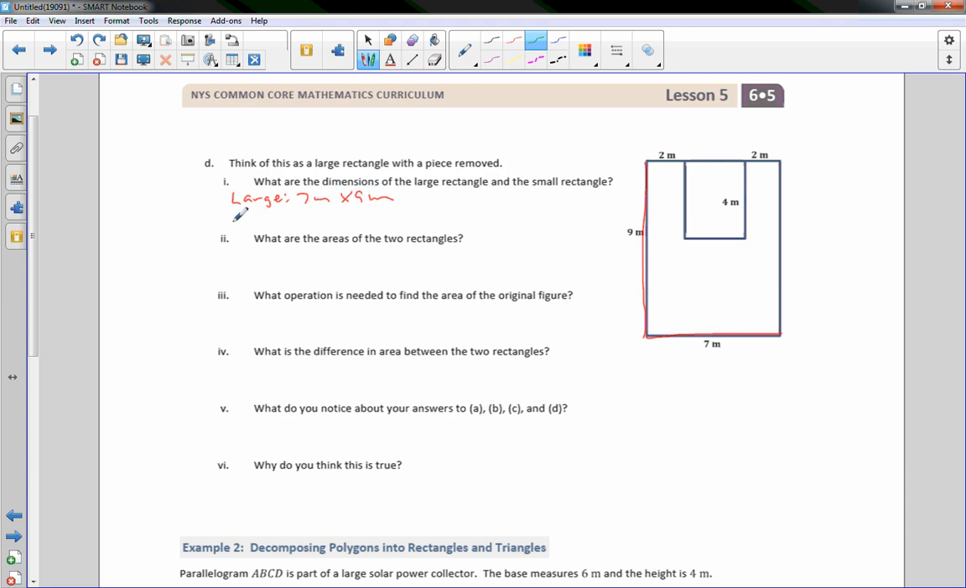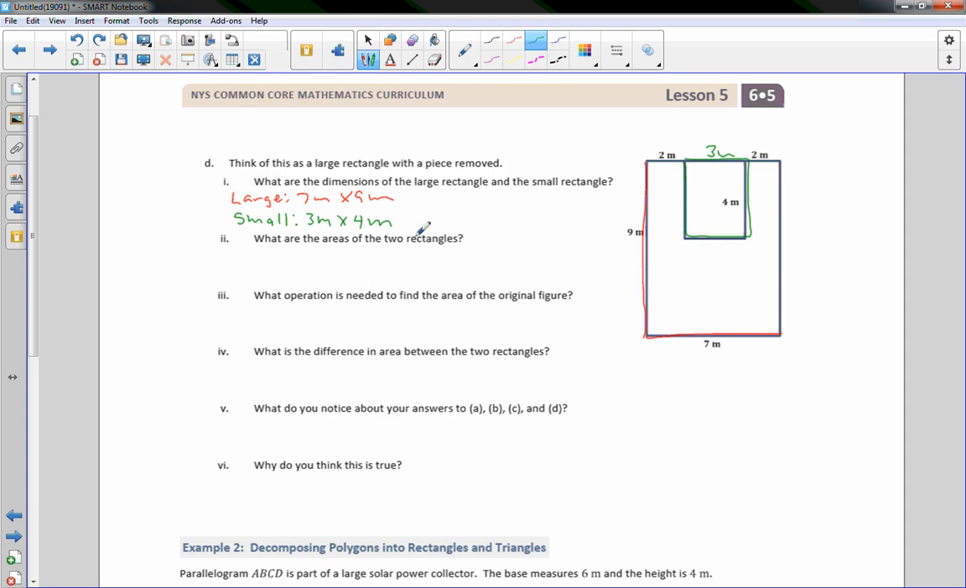And the small rectangle is right here. And that is 4 meters by, this whole thing is 7 minus these 2 and 2. This is 3 meters. 2, 3, 4, 5, 6, 7. This side equals this side. So the small rectangle is 3 meters by 4 meters.